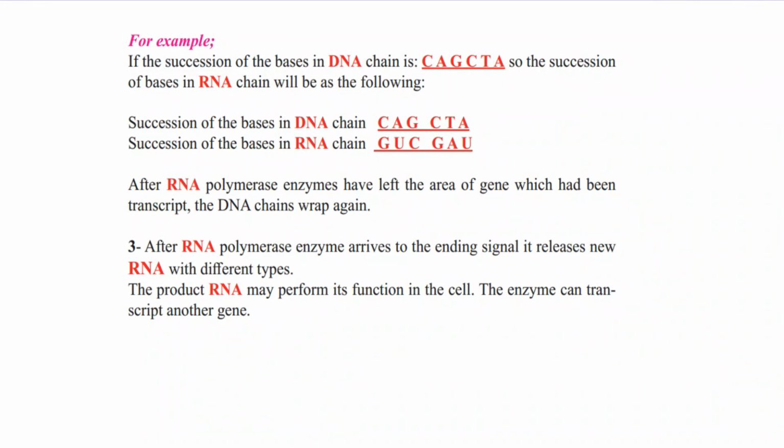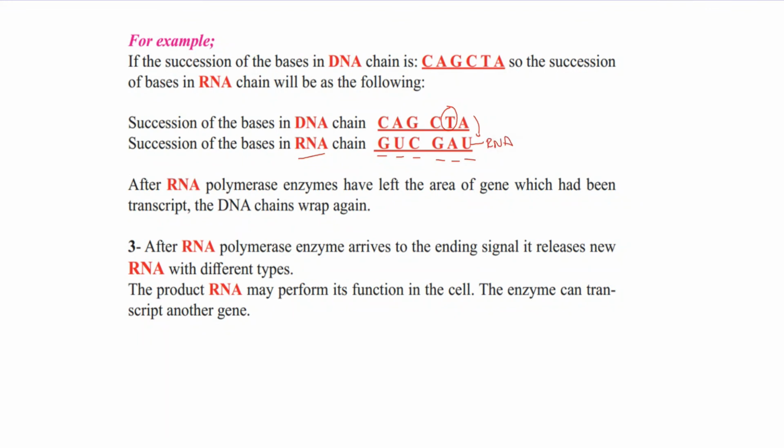Another example, if the succession of the bases in DNA is CAGCTA, then the succession of bases in the RNA chain will be as follows: C completed with G, A with U, G with C, C with G, T with A, and A with U. A is not completed with T, but with U, because we said thymine is unique for DNA and uracil for RNA.